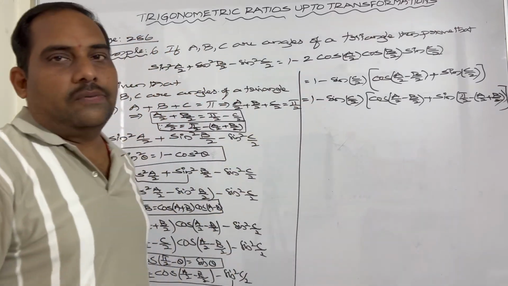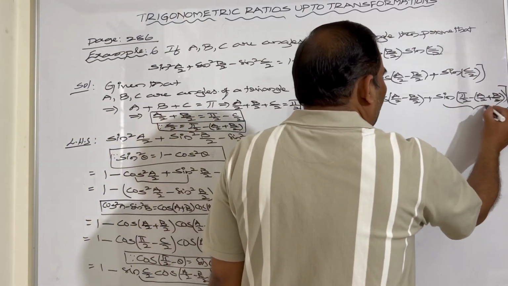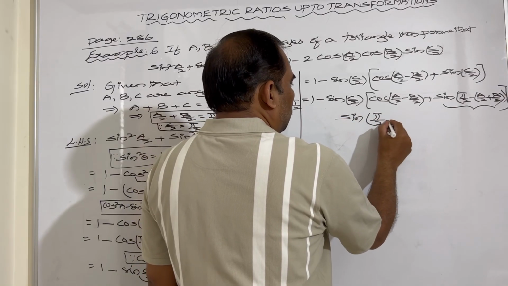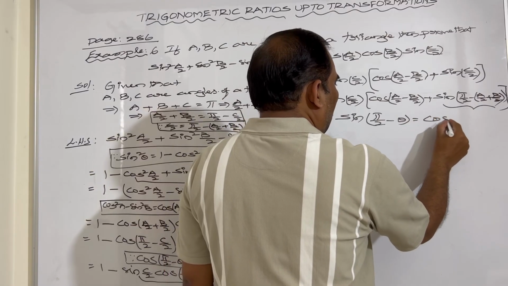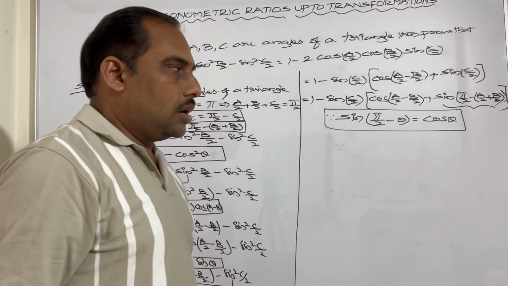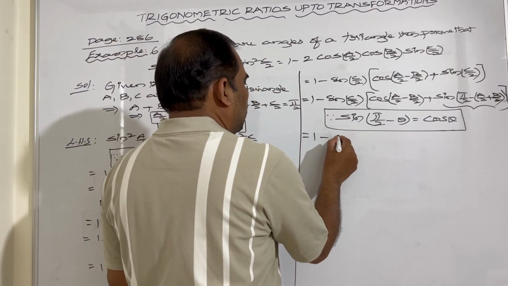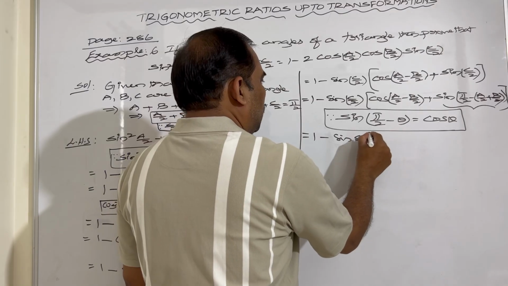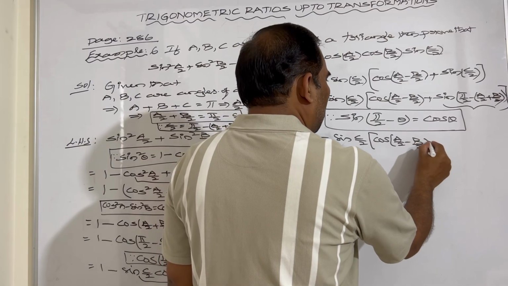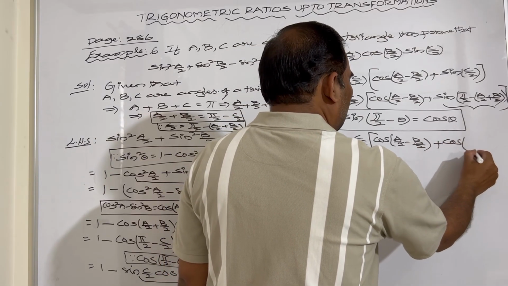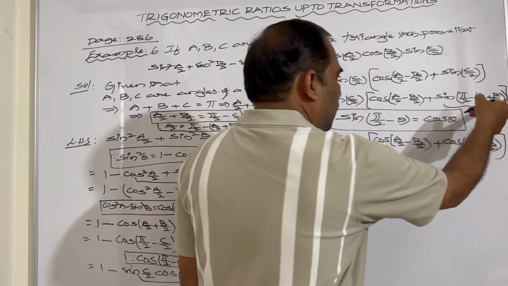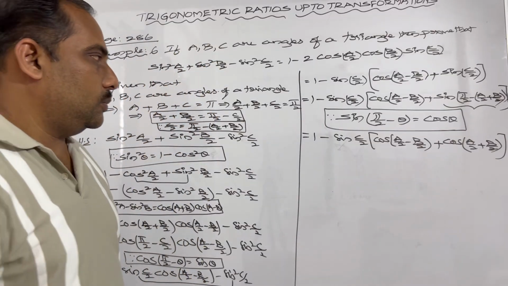So then it becomes in the form of sin 90 minus theta. We know that sin 90 minus theta is equal to cos theta. So here theta is A by 2 plus B by 2. So that's why here 1 minus sin C by 2 into cos of A by 2 minus B by 2 and plus here cos of A by 2 plus B by 2, since sin 90 minus theta is cos theta, with theta as A by 2 plus B by 2.